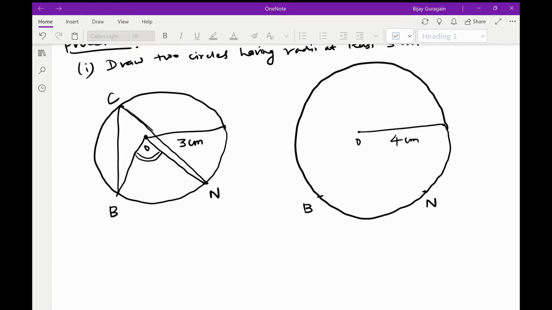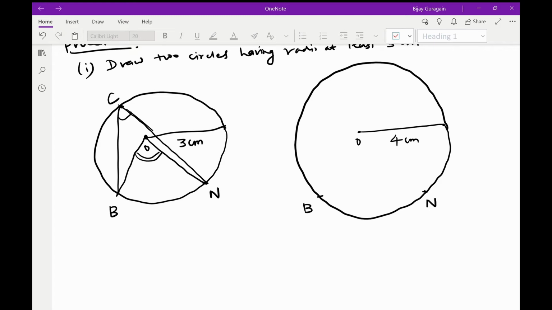So what we need to do is, we can take any point here on the circumference, and we have to draw the line with the help of a scale. We can use a scale to join points B and C. So here this is another angle at the circumference, that is angle BCN.